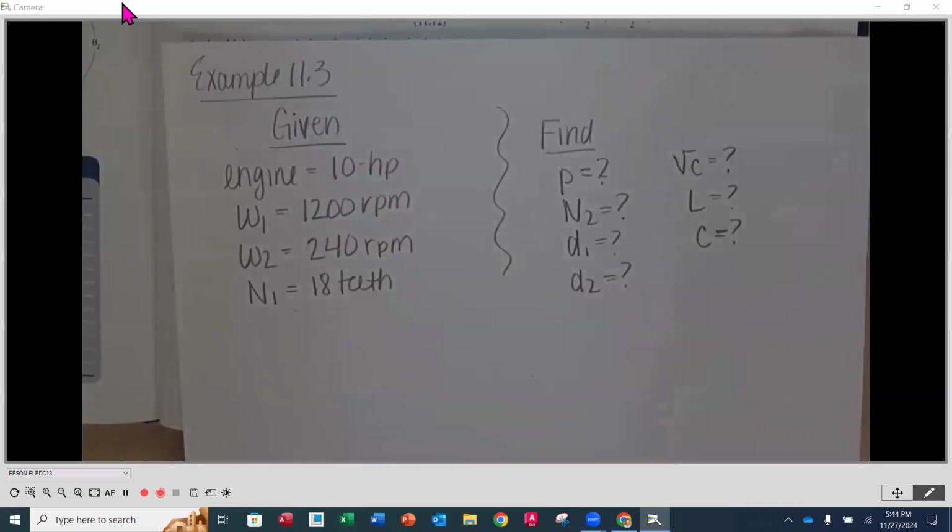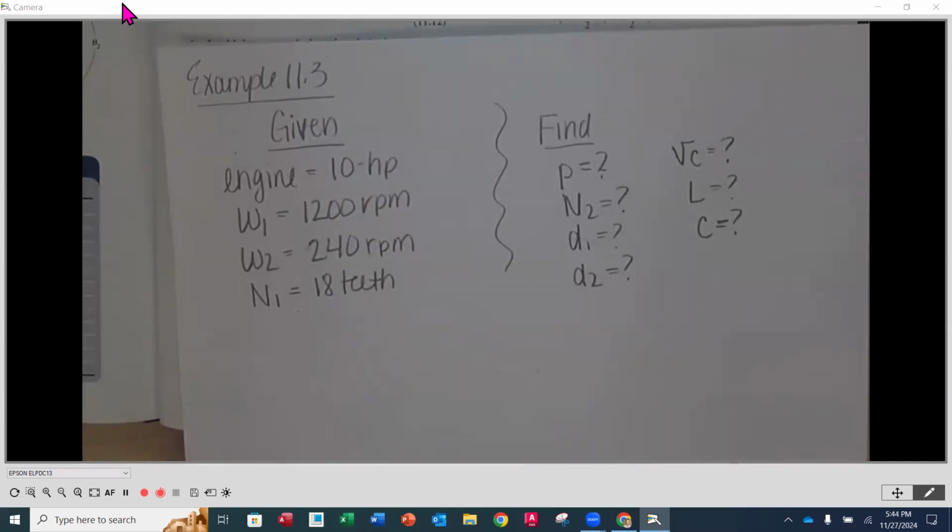Okay, so as we look at the problem statement, it told us that the engine is going to produce 10 horsepower. We're going to put that in as a placeholder because we're going to need it to pick the size of the pitch that we're going to be using, the chain pitch. We know that the engine is running at 1200 RPM and that the chipper shredder needs to run at 240 RPM. The number of teeth on the driver is 18.